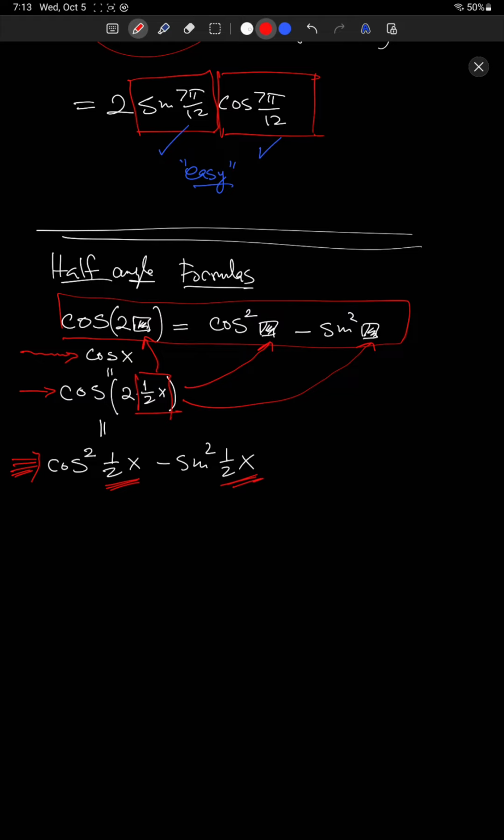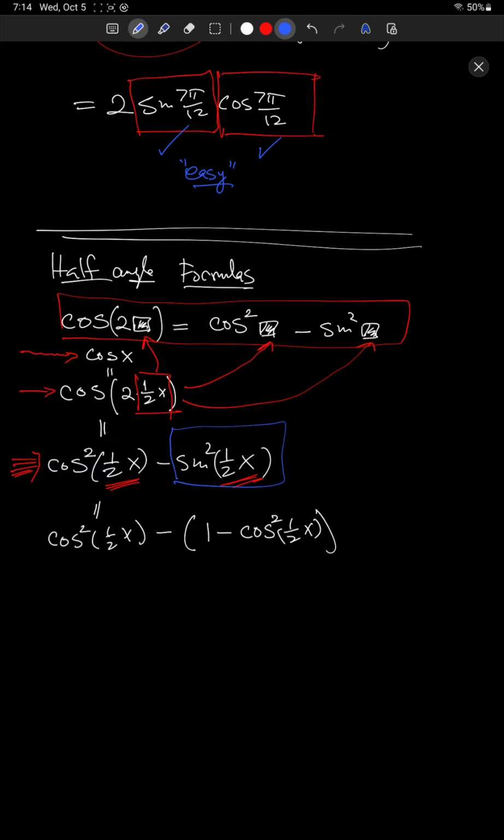Now, this looks kind of terrible because I have cosine and sine of 1/2 x, but I always remember my fundamental identity, which tells me I can convert, for example, the sine squared into cosine squared. So this is cosine squared of 1/2 x minus, and as sine squared is 1 minus cosine squared, this is 1 minus cosine squared of 1/2 x. So this guy converts directly to that guy.